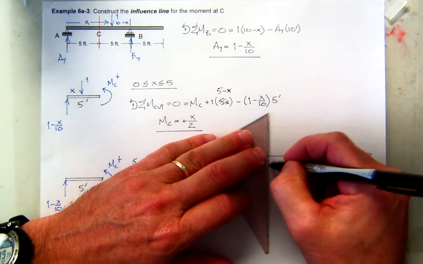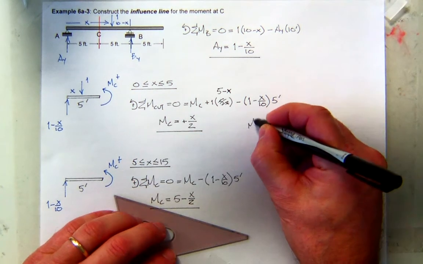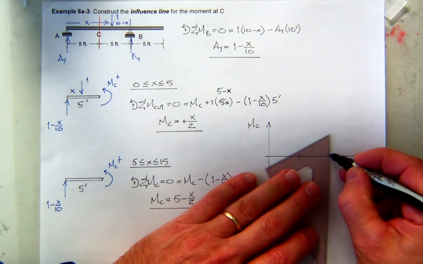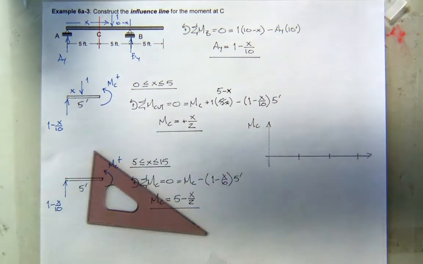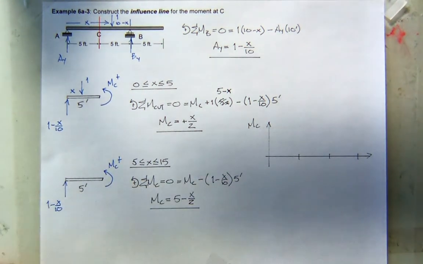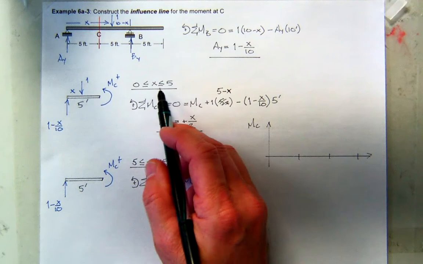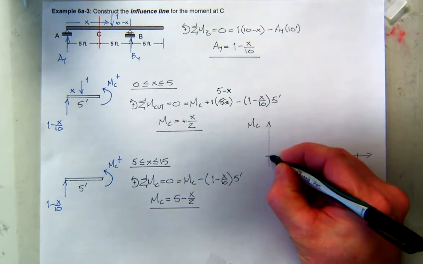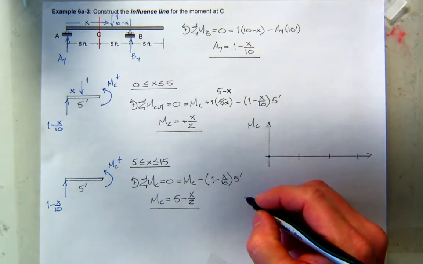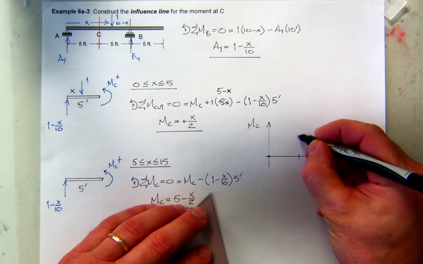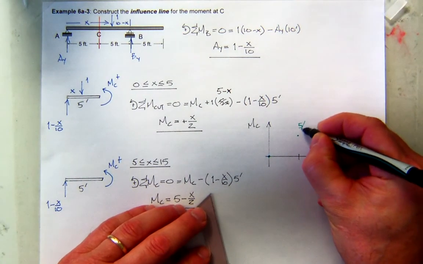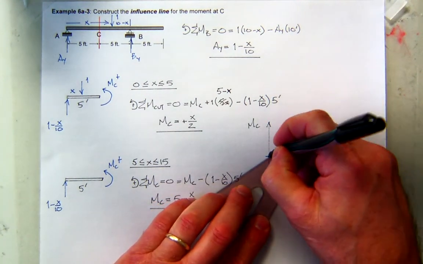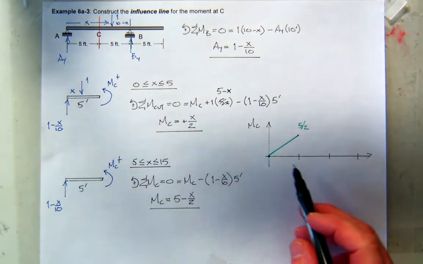So my ordinate will be the moment at C. And I've got 5, 10, 15. So from 0 to 5, this is my equation. I plug in x equals 0, I get 0. I plug x in as 5, I get 5 over 2. And that's a straight line. So there's my moment influence line segment from 0 to 5.